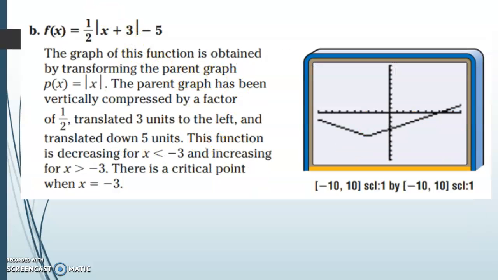Right here, once again, you have a vertex at negative 3, negative 5. This is the absolute minimum. For x greater than negative 3, it's getting bigger. It's increasing. For x less than negative 3, it is also increasing. So you've got a critical point. It's an absolute minimum.